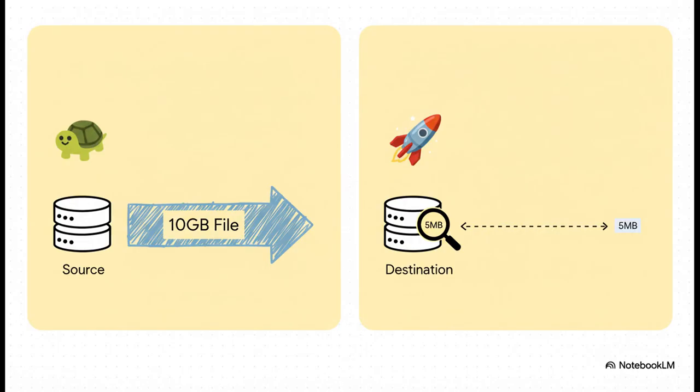Okay, so picture this. You've got a massive 10 gigabyte file, maybe a virtual machine image, and you just change one tiny little thing inside it. If you use a standard tool like SCP, you're sending the entire 10 gigs all over again. But with Rsync, you might only send 5 megabytes. So how on earth is that possible? Well, that's the magic we're going to pull apart today.